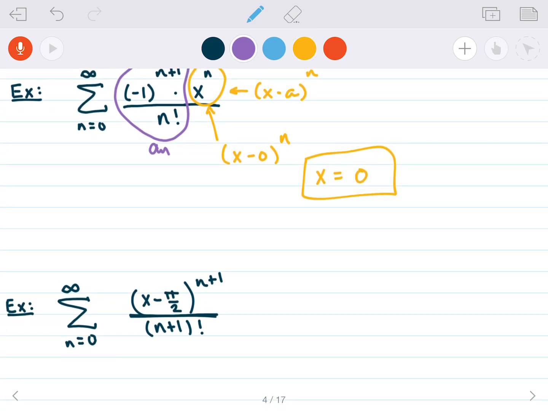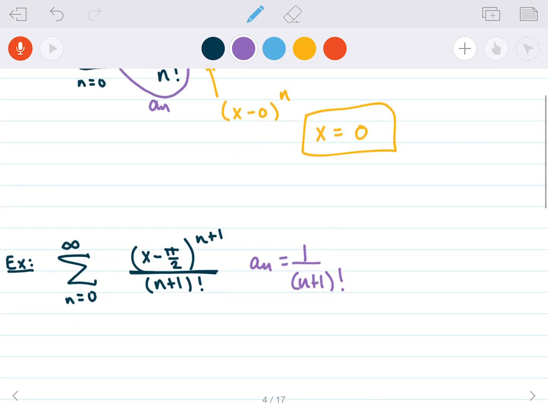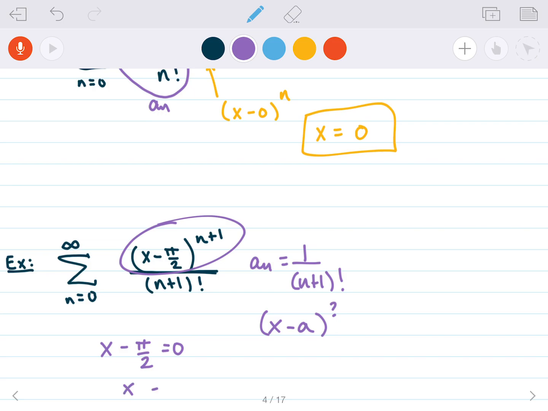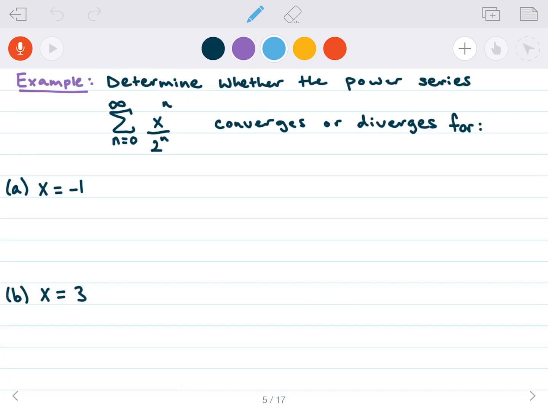Let's see. In this case, our a sub n is going to be 1 over n plus 1 factorial. And then our x minus a to some power, it can be n or it can be n plus 1, whatever, is going to be this top term. So we want to set basically everything in the parentheses equal to 0 and solve for x. So x is equal to pi over 2. So this is our center in this case.